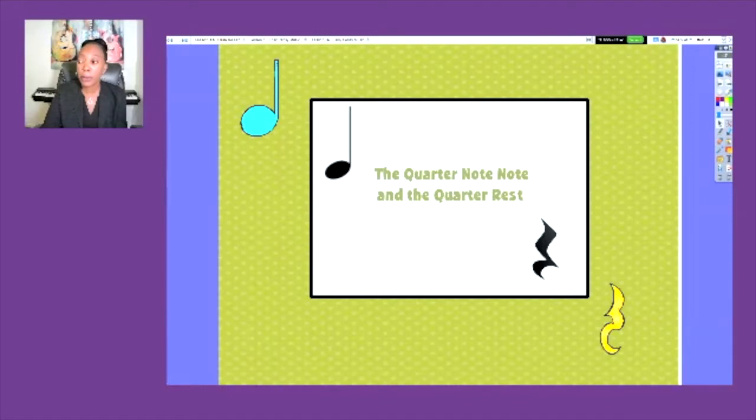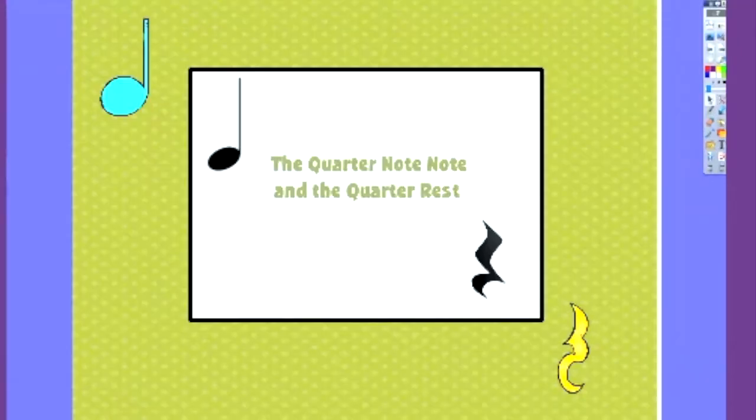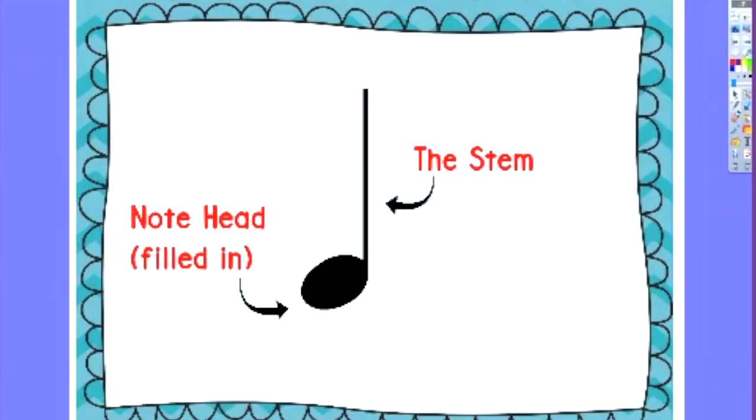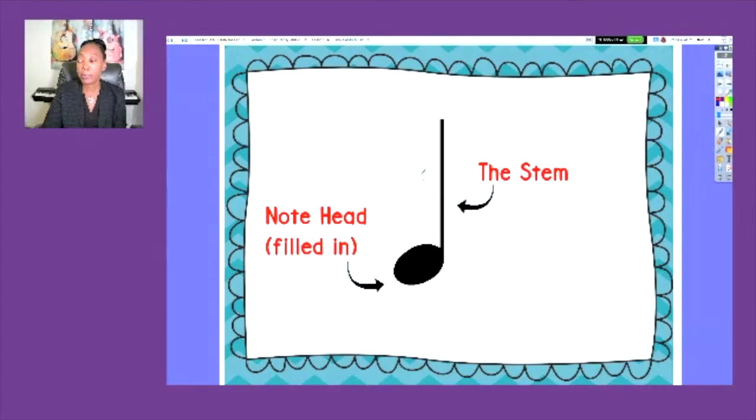Now we want to talk about the quarter note and the quarter rest. Well, what does it look like? Here we have a quarter note, and it has a stem, just like the half note we talked about. And here is the note head, but the difference is it's filled in. So when you see a symbol that looks like this, it is our quarter note.